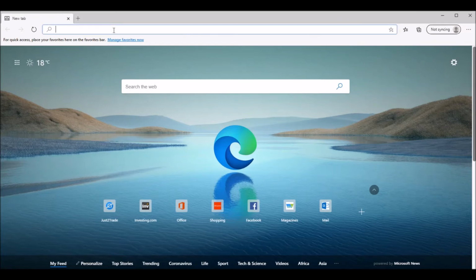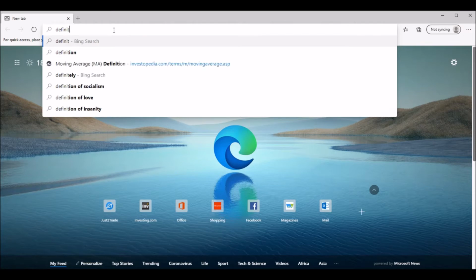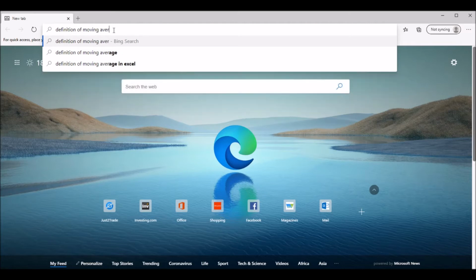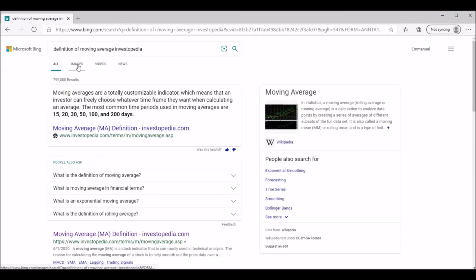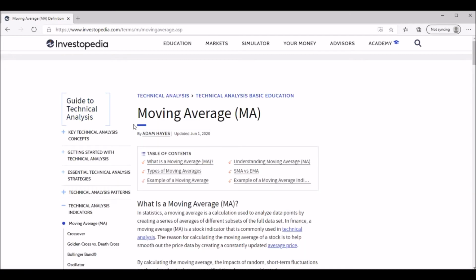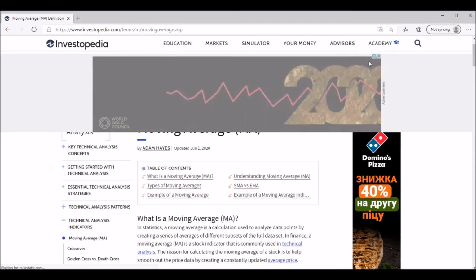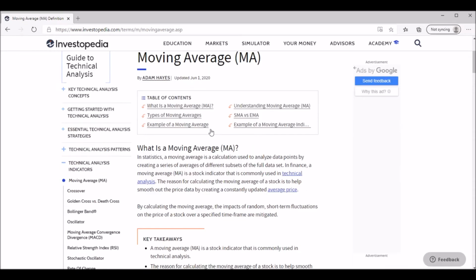So that is Investopedia. Okay, so we are now on Investopedia, and let's get the, sorry for that, oops, advert. All right, so now here we have it.